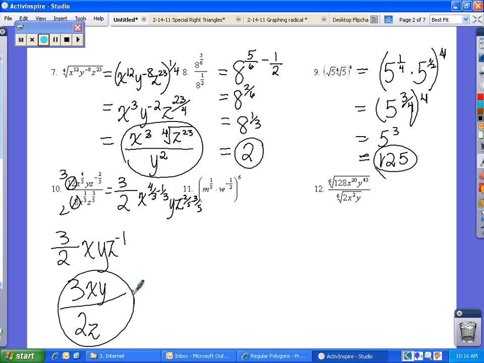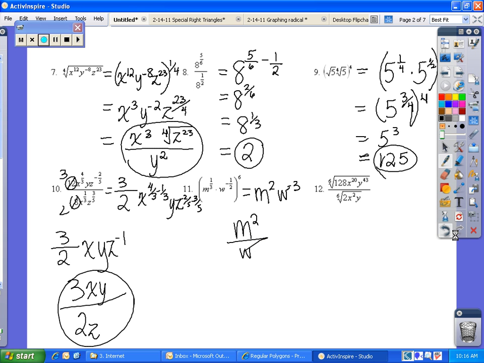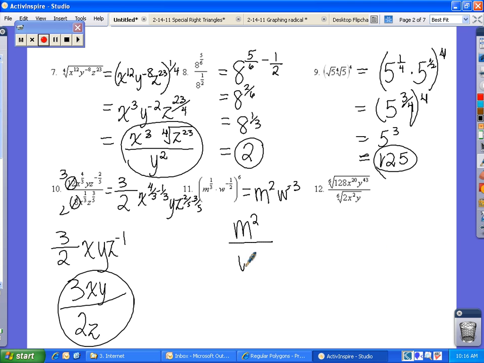For number 11, power to power again. So you are going to distribute that 6 to both the m and the w. So 6 times 1/3 is 2, so that's m squared. And negative 1/2 times 6 is negative 3. You cannot leave that negative there. It has to go on the bottom, so that becomes m squared over w cubed.